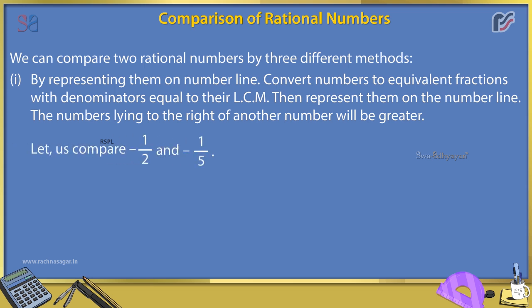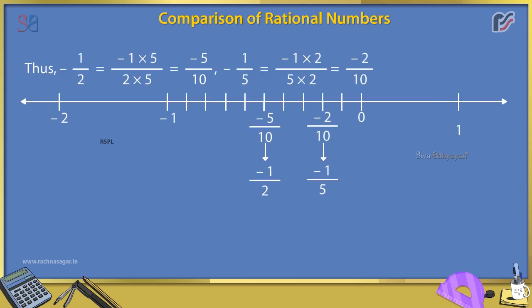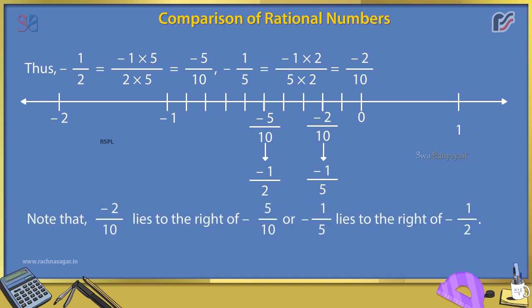Let us compare minus 1 by 2 and minus 1 by 5. LCM of 2 and 5 is 10. Thus, minus 1 by 2 is equal to minus 1 into 5 by 2 into 5, which is equal to minus 5 by 10. Minus 1 by 5 is equal to minus 1 into 2 by 5 into 2, which is equal to minus 2 by 10. Note that minus 2 by 10 lies to the right of minus 5 by 10, or minus 1 by 5 lies to the right of minus 1 by 2. Thus, minus 1 by 5 is greater than minus 1 by 2.